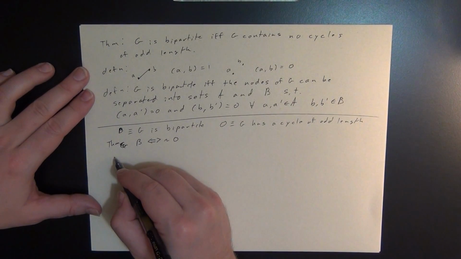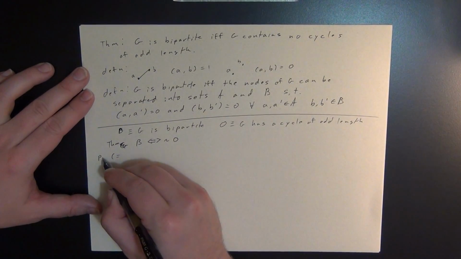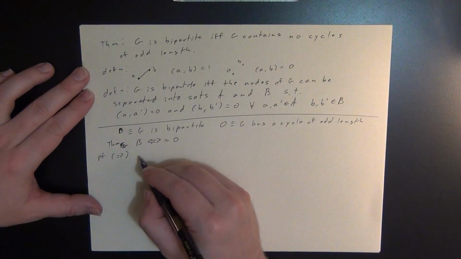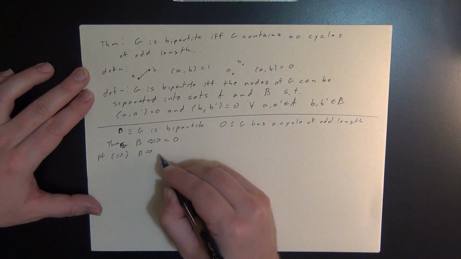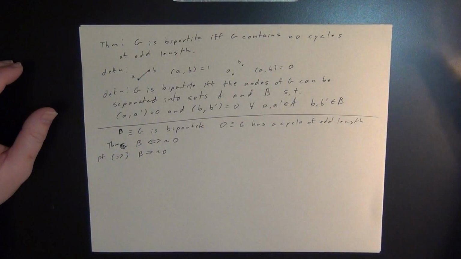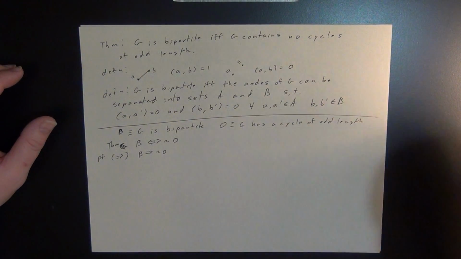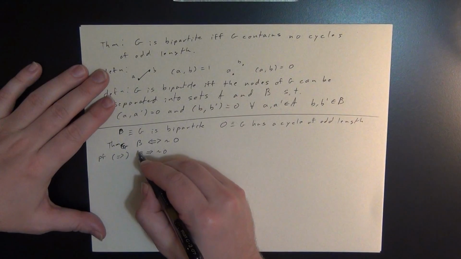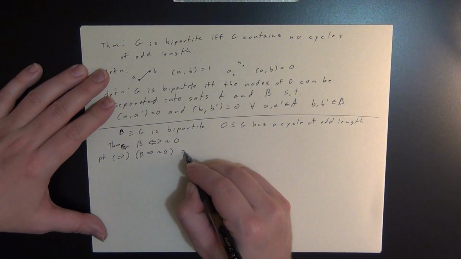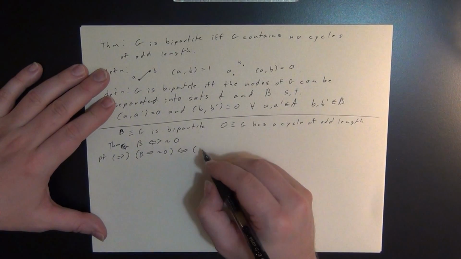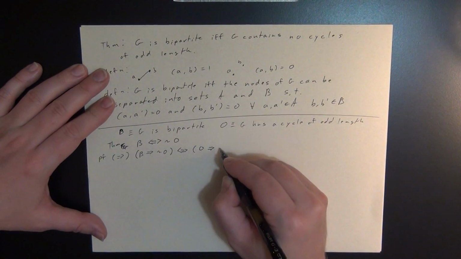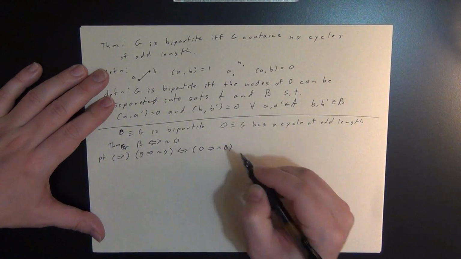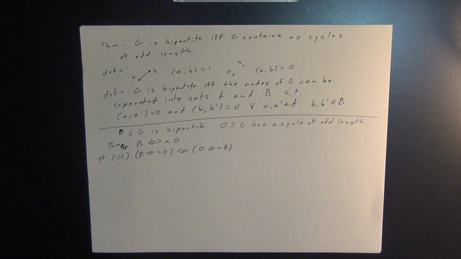So let's tackle the forward implication first, which is B implies not O. So a graph being bipartite necessarily means that it does not contain a cycle of odd order. Well, proving a negative is hard. So let's flip this around. This statement is equivalent to O implies not B. That's actually a bit easier to show.